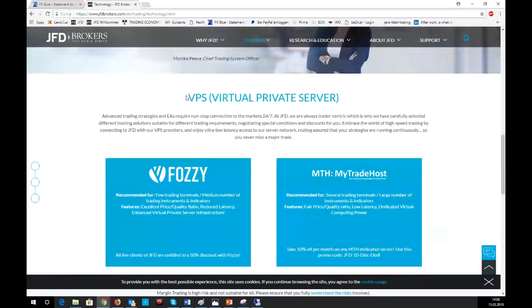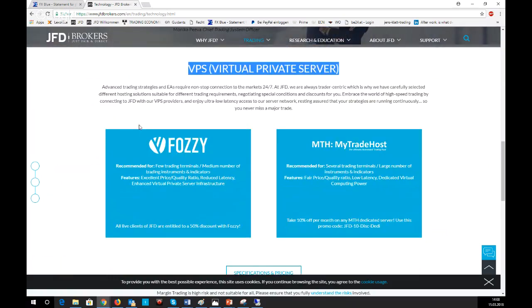And if you scroll down a little, you come across something which is called VPS, Virtual Private Server. So this is nothing more than a computer which is run outside of your computer, if you want. It's just an online computer. Sounds weird, but this is exactly how you can understand this. It's a virtual private server, and there are two contributors here. One is FTSE, the other is MT8, my trade host.